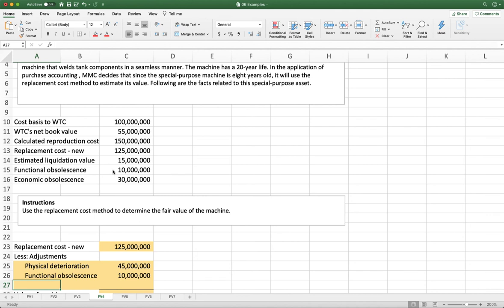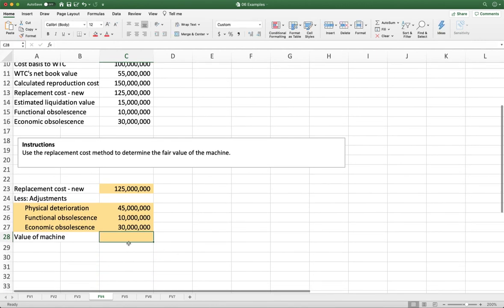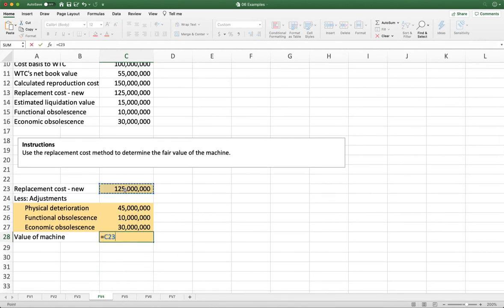And also, just general economic conditions have changed. So we're also going to take into account that economic obsolescence. That's $30 million. So we're going to take our replacement cost and we're going to subtract out all of these adjustments to get the value of the machine being $40 million.